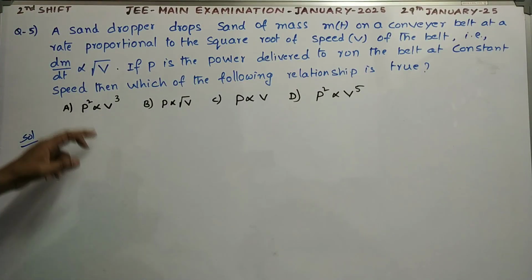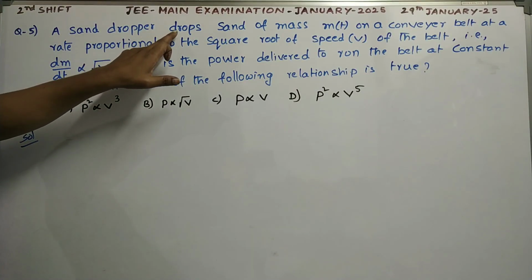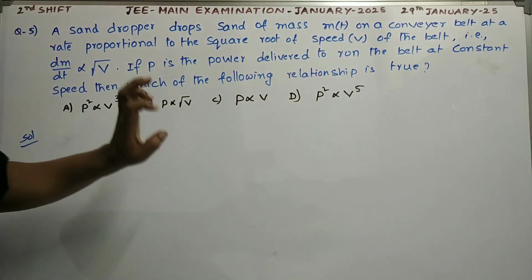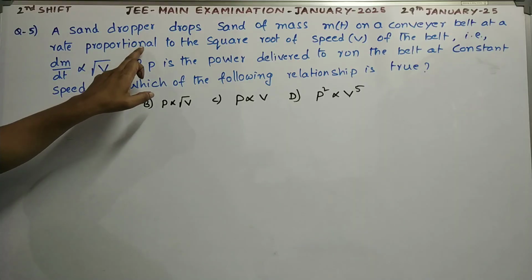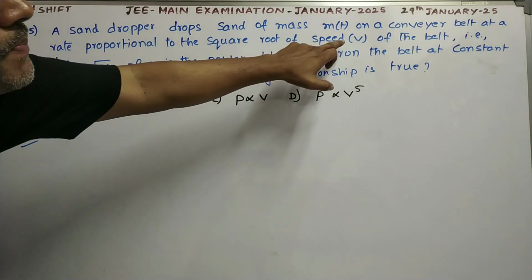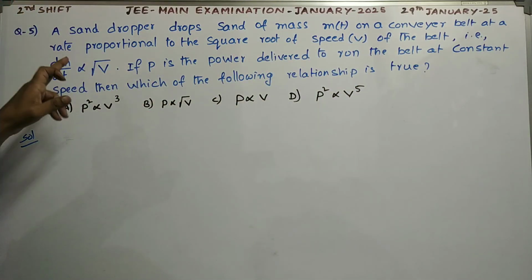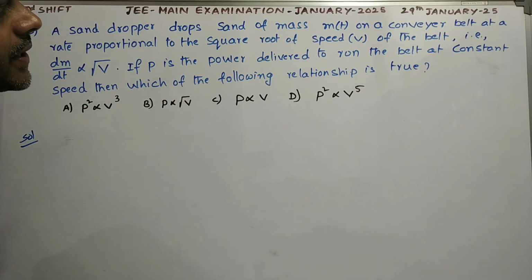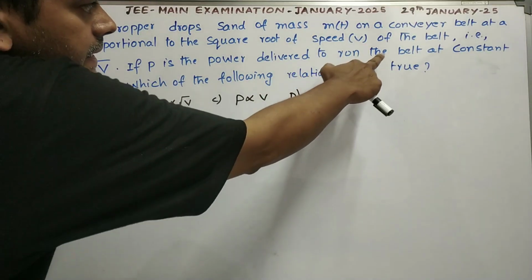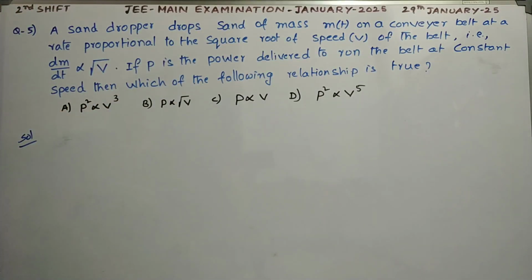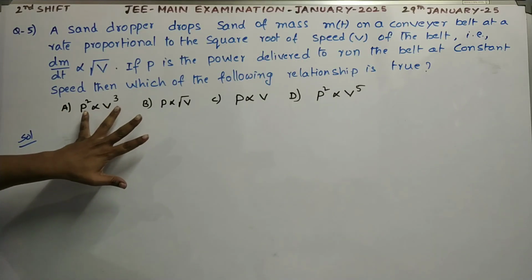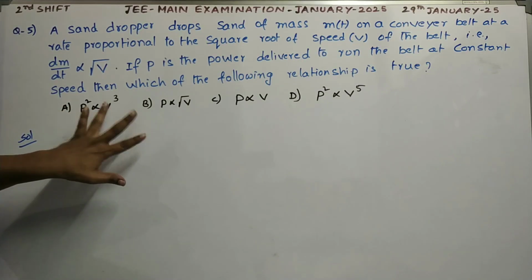Okay, the fifth question. A sand dropper drops sand of mass m on a conveyor belt at a rate proportional to the square root of the speed of the belt. That is, dm by dt is proportional to root v. If P is the power delivered to run the belt at constant speed, then which of the following relationships is true? This is asking for the relation obtained between power and velocity in the given options.